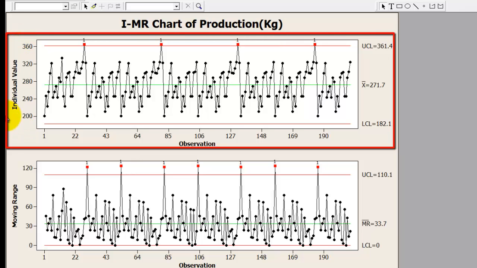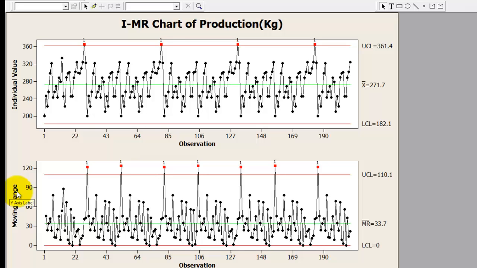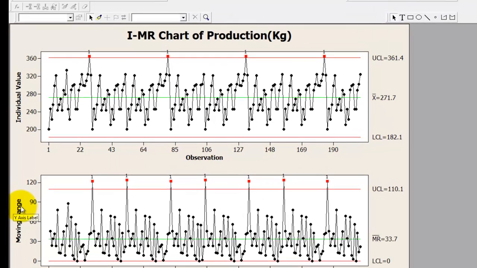If you see, the first chart is saying individual value and the second chart is the moving range. If you do not understand how and what inference to draw from these control charts, sorry, you are in trouble. You would need to look at other videos. Through this video, I'm only helping you understand how you make control charts.